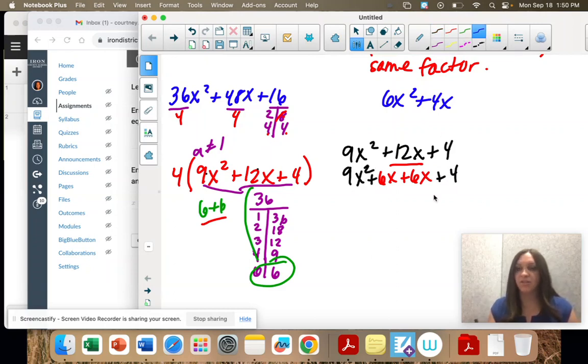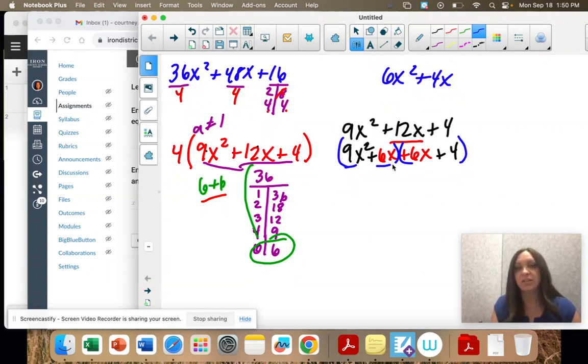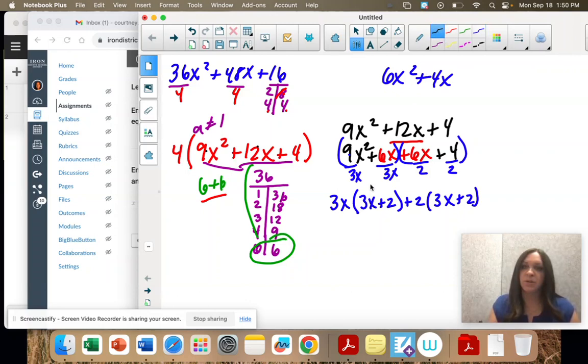And then we call this factor by grouping. So I'm going to group the first two, group the second two, and again, we're going to do greatest common factor again. So 9 and 6 both divide by 3. They both have an x. So we're going to take out the 3x, and we're left with 3x plus 2. Same thing right here. 6 and 4 both divide by 2. So I'm going to take out a 2, and we're left with 3x plus 2. When these are the same, you know you did it right.